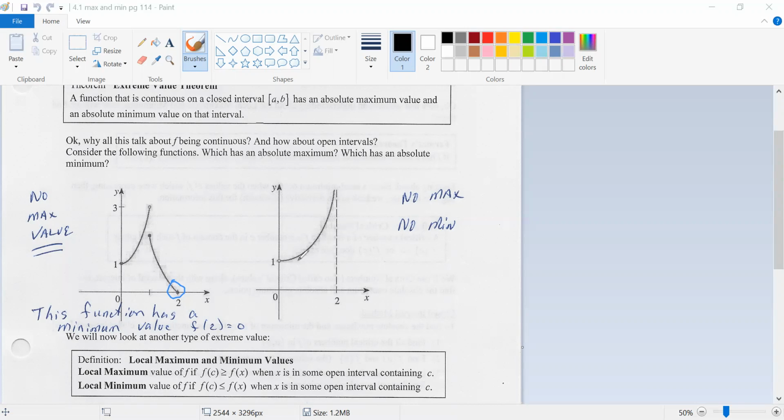Same thing here. This function won't have a minimum value because it's not defined as x is approaching 0. The y value is approaching 1, but there's actually no defined smallest value. And for that matter, because there's an asymptote at 2, and this is going up forever, there won't be a max either. So this function has no max and no min. If I scroll down here, give me 1 second.